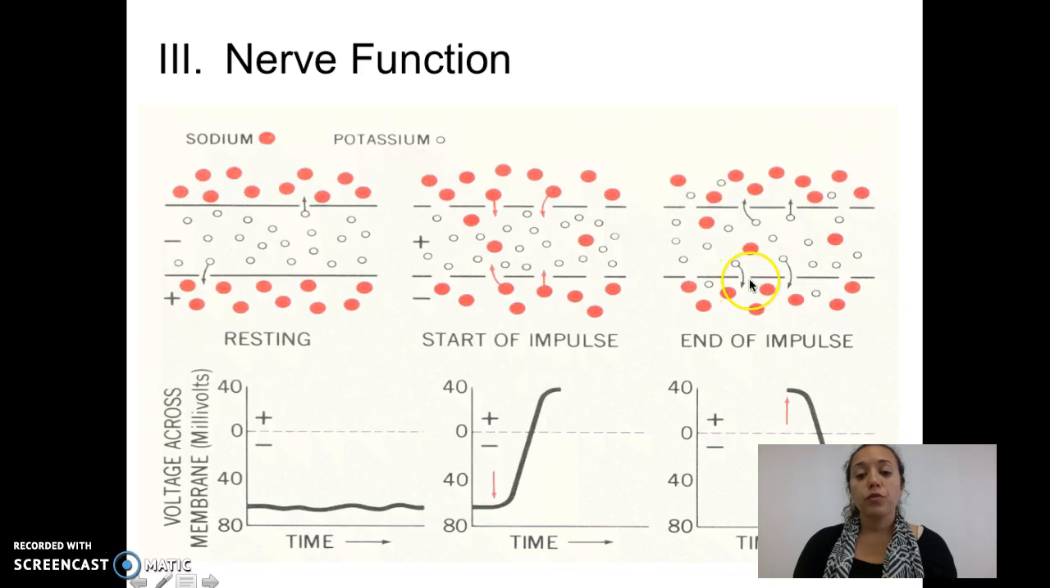After it goes through, then it would become repolarized. Potassium would be like, whoa, it's way too positive in here, and then there's a pump, and potassium would flow outward. Then it would become negative and positive again, and eventually everything would go back to the way it started: potassium on the inside and sodium on the outside.